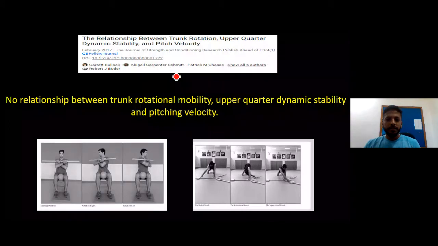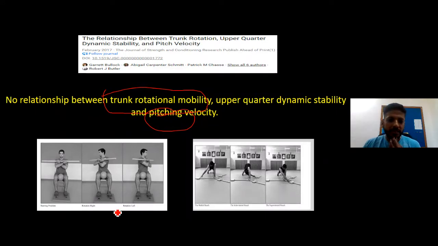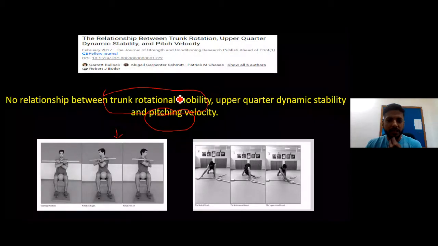But as usual, whenever there is positivity about something, there are also some studies which say that there is no relationship between trunk rotation mobility and upper quarter dynamic stability measured with the Y balance upper quarter test. They say there is no relation between trunk rotational mobility and pitching velocity. But one problem is that they tested in a static situation, measuring the trunk rotation range of motion. Probably they could have measured the trunk rotation range of motion, or the X factor, using a 3D analysis. With that we could have got a little more input.